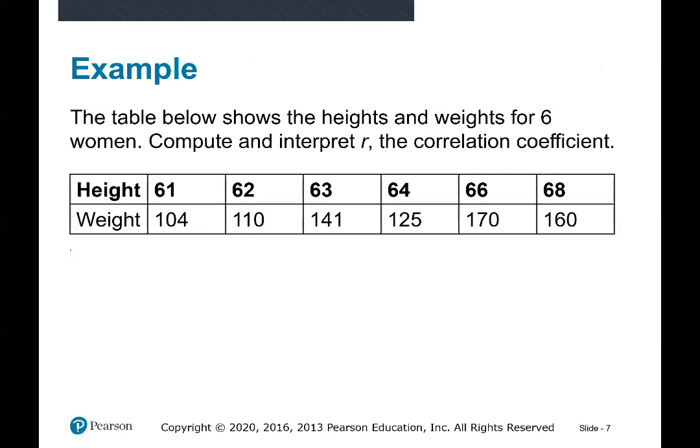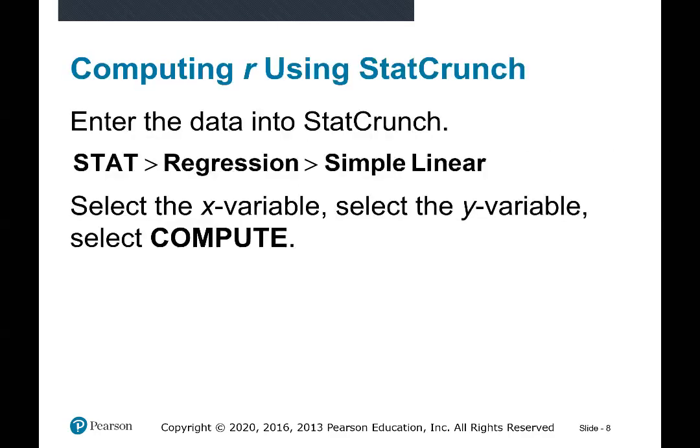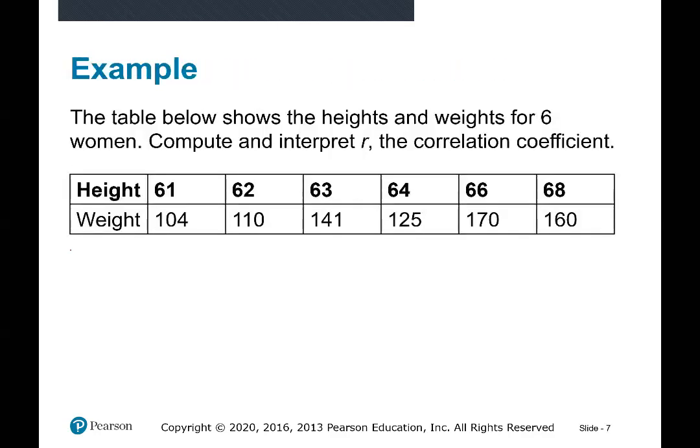Okay, so for example, the table below shows the height and weight of 6 women. We're going to compute and interpret the correlation coefficient. So this is a table. You're going to use StatCrunch. Maybe I'm going to use StatCrunch now.